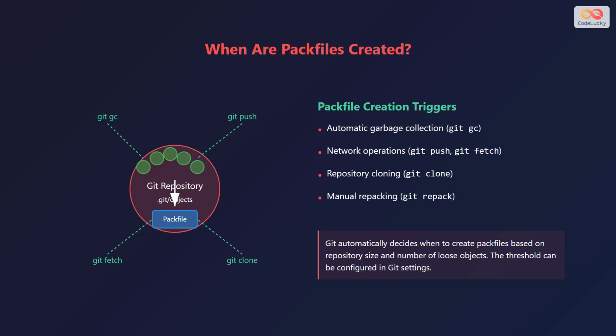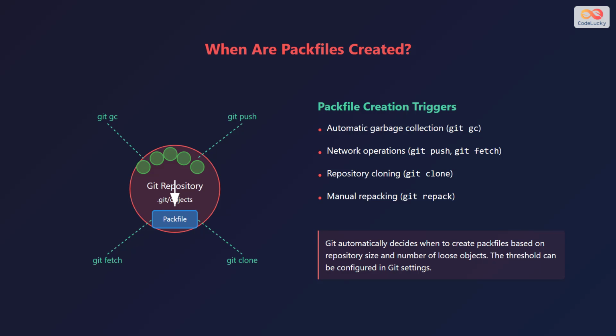Packfiles are created in several situations. This includes automatic garbage collection, which is triggered by the git gc command. Network operations such as git push and git fetch also initiate Packfile creation. Cloning a repository using git clone will also create Packfiles. Lastly, manual repacking using the git repack command will result in Packfile creation.